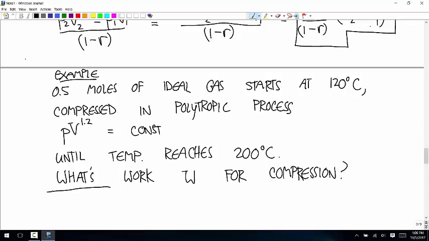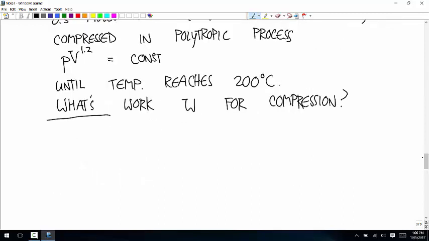Okay, first of all, do we expect this W to be positive or negative? Negative, it's compressed, so work's being done on the gas.